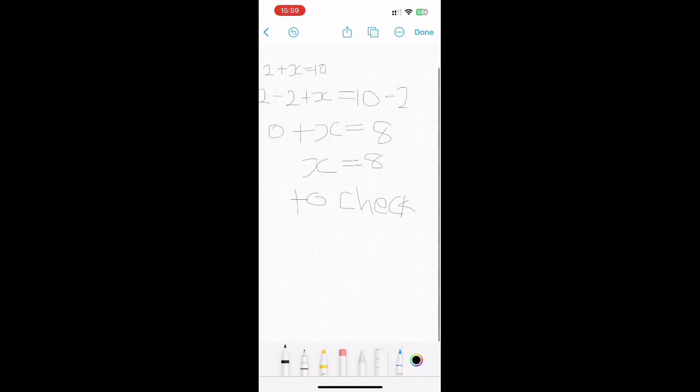And to check this, again, you just go back to your initial equation and plug that 8 into the x. So 2 plus 8, if you punch that in your calculator, what is it? It equals 10. Therefore, it means you calculated your x correctly.